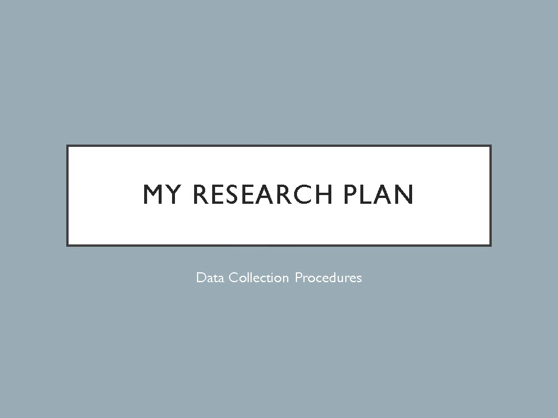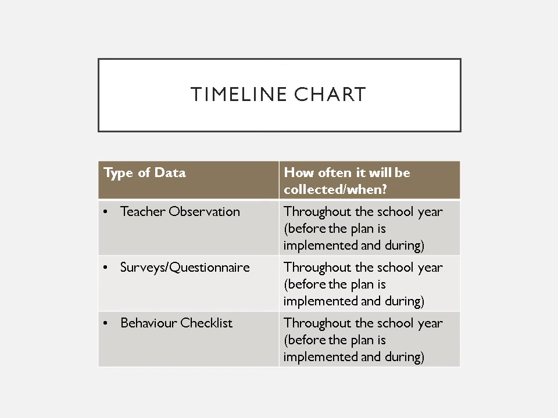My research plan: data collection procedures. The timeline chart. So the first type of data is teacher observation. So this will be done throughout the school year before the plan is implemented and during. And the teacher observation anecdotal notes can be done every day if necessary, but it will be done several times a week. The surveys and questionnaires will also be throughout the school year before the plan is implemented to see how students feel about the behavior in the classroom and during the school year as well. They will be completed approximately twice a month, as this will allow time for strategies to be put into place and to see its progress within the classroom.